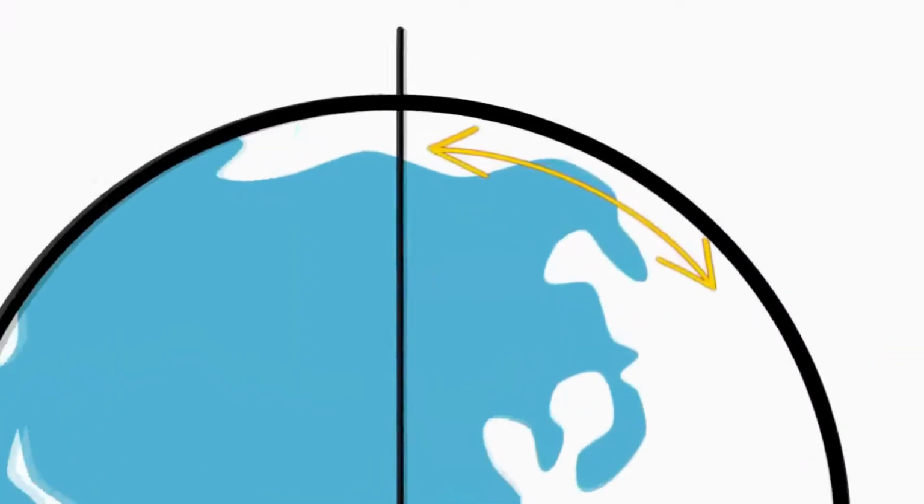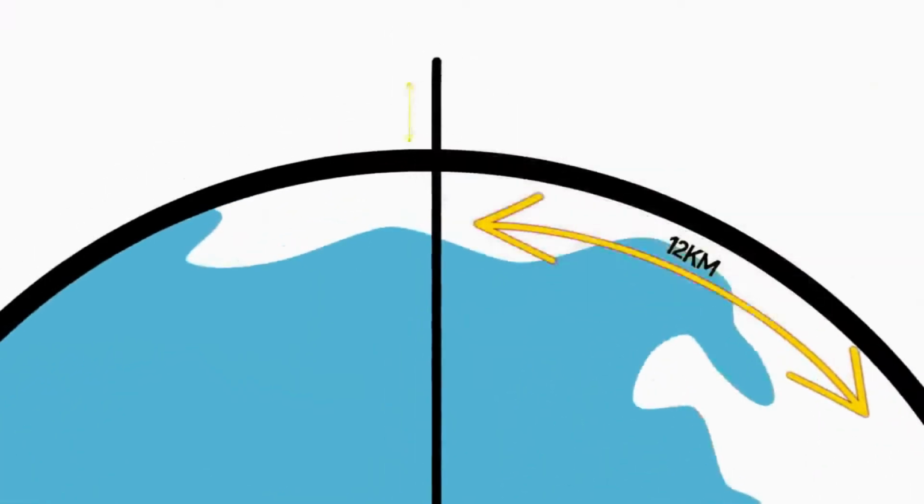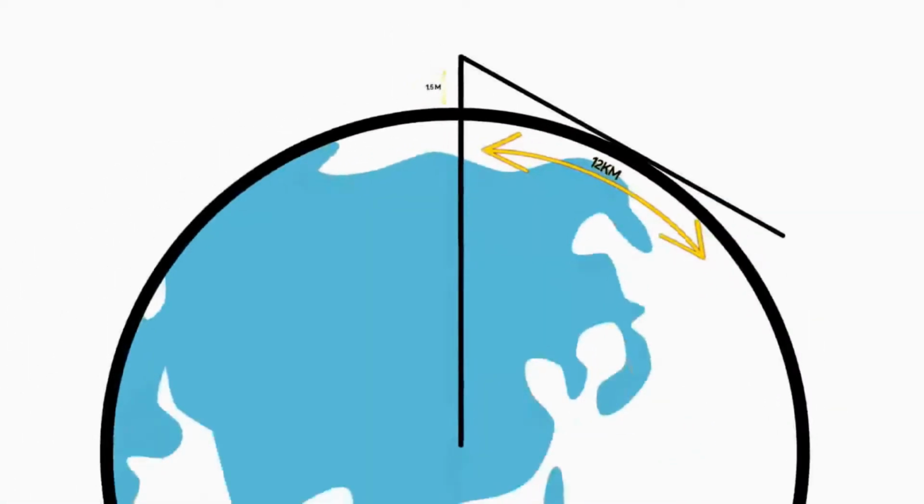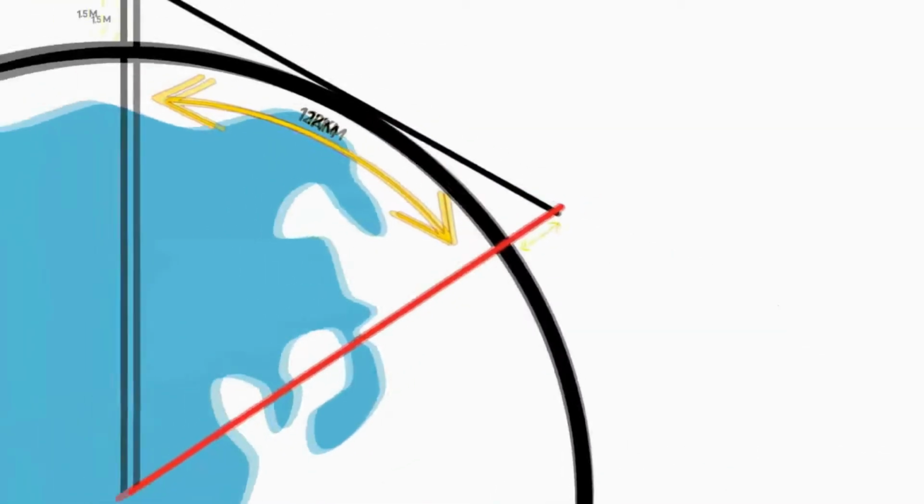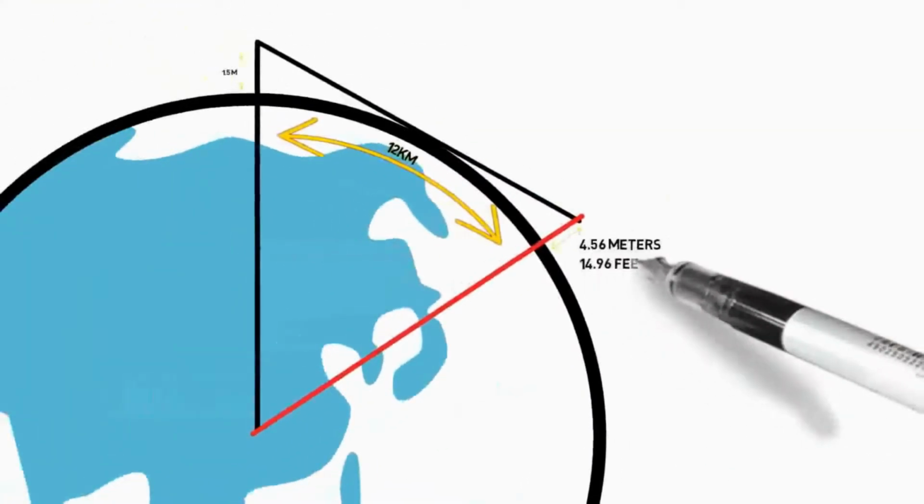The 12-kilometer distance calculation based upon the WGS-84 model results in a target hidden height of 4.56 meters, or 14.96 feet. The lake temperature was 2 degrees Celsius, and the air temperature above the lake was 3 degrees Celsius.